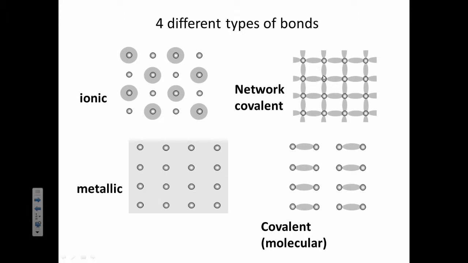Network covalent looks like a quilt. That's because the atoms are sharing electrons in multiple directions, so they're held very tightly together. That's why they're typically solids. And then molecular covalent, same thing, they're sharing, but they're usually not so shared, like in all directions. So you can see why this would be easy for a molecule here to fly away as a gas.